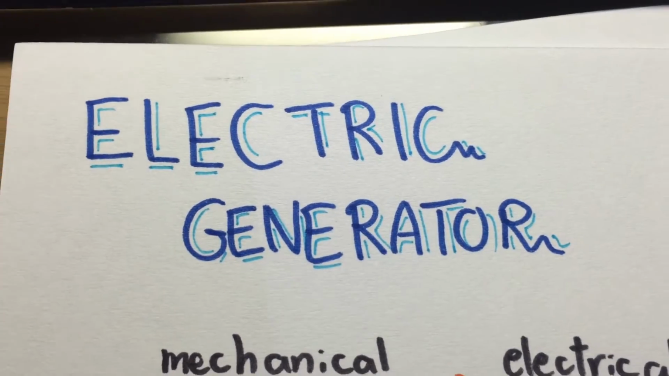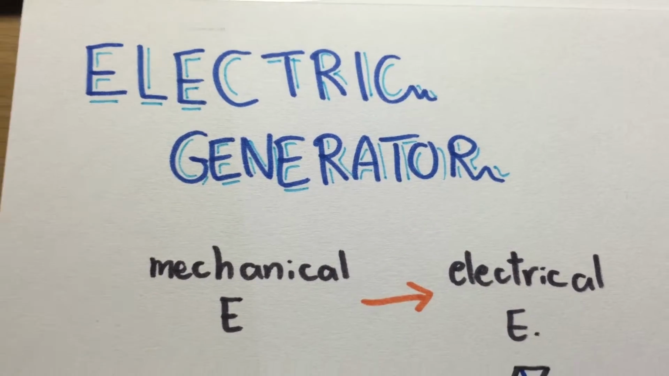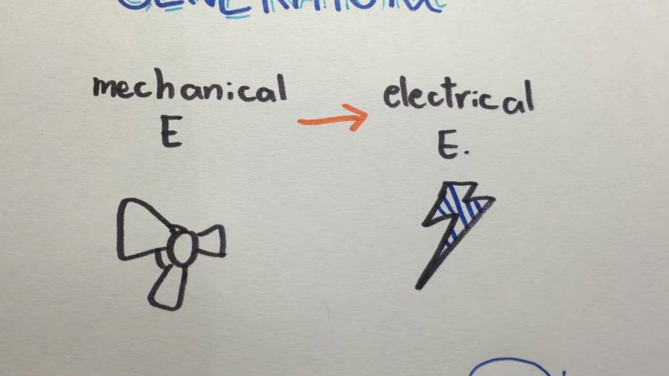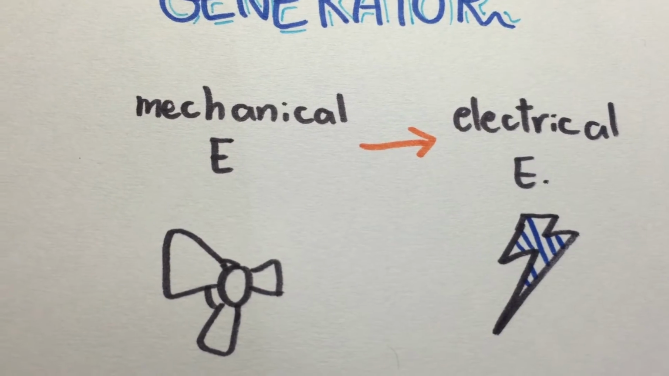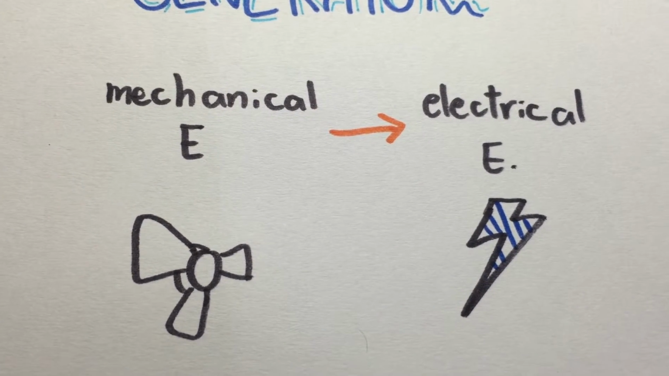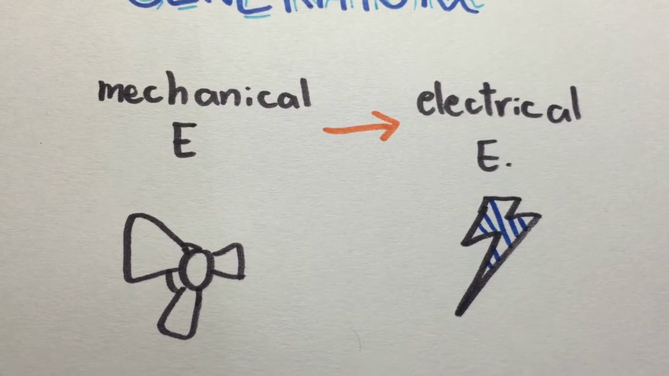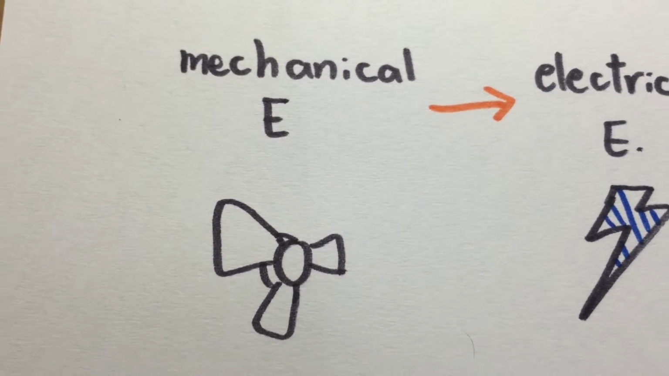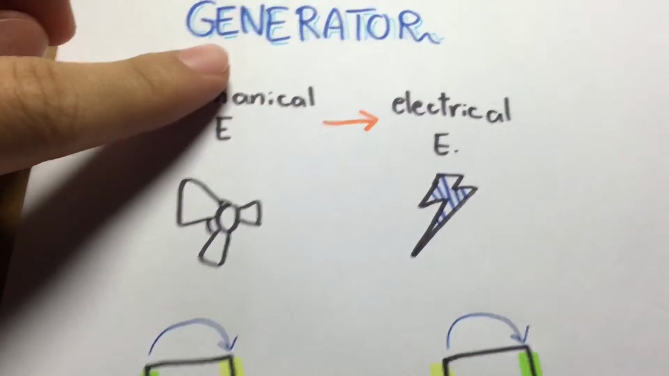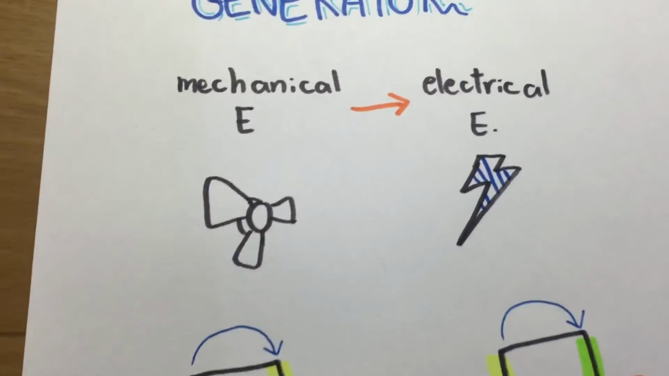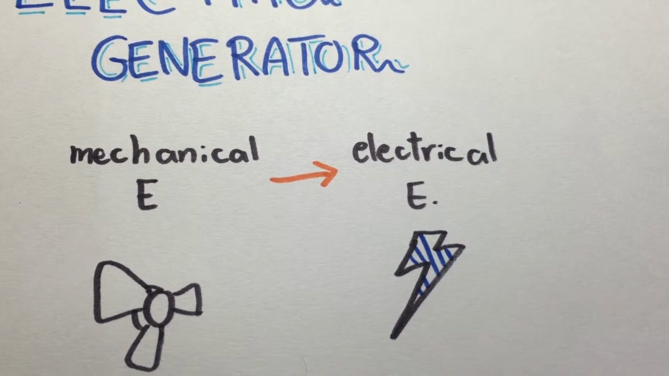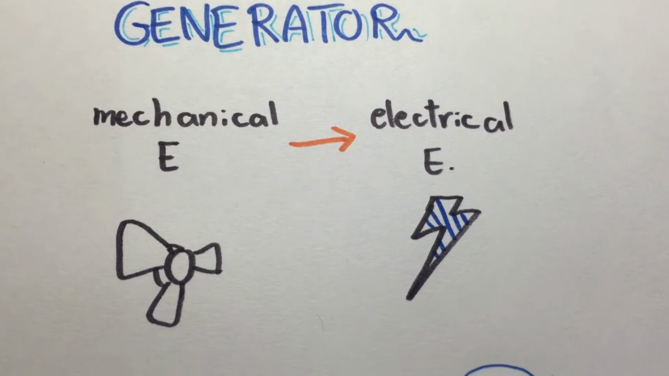Hi, in this video I will be talking about electric generator. Electric generator is the device that converts mechanical energy into electrical energy. Sources of mechanical energy include gas turbines, water turbines, or steam turbines. For example, dam and coal power plants, which use turbines to generate mechanical energy. It was first built in 1831 by Michael Faraday.